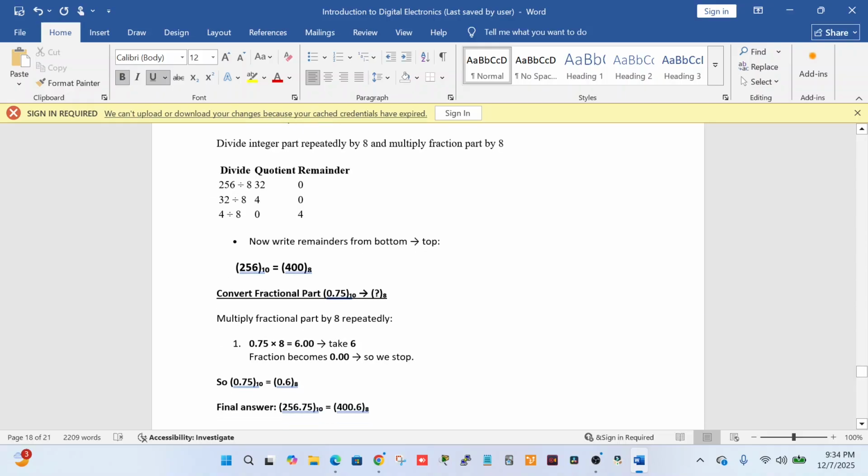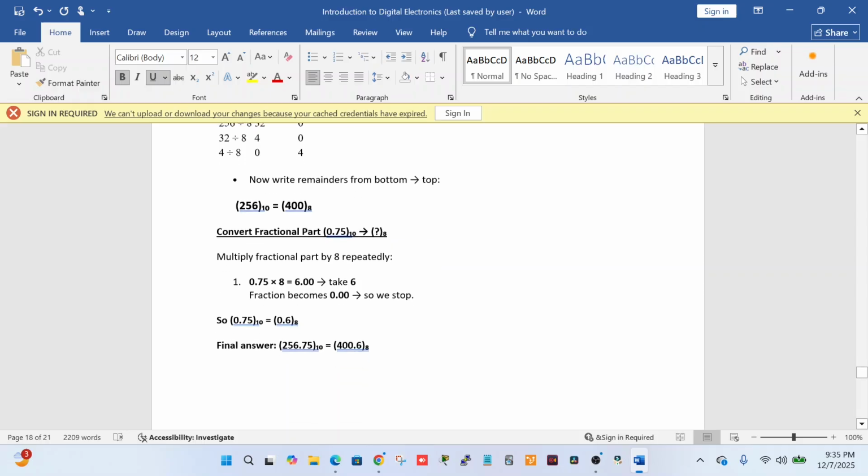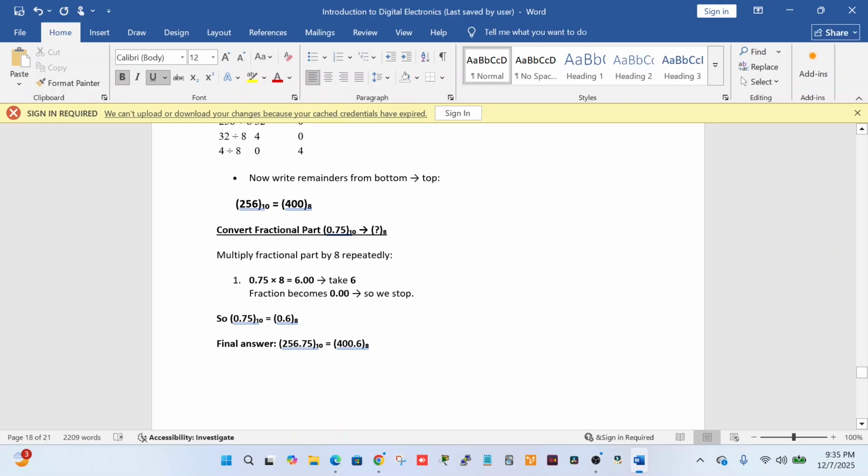Next, let's convert the fractional part. Here this is your 0.75, whose base is 10. You have to convert this fractional part. To convert the fractional part, you have to multiply by 8. If you multiply 0.75 by 8, it is equal to 6, that means 6.0.